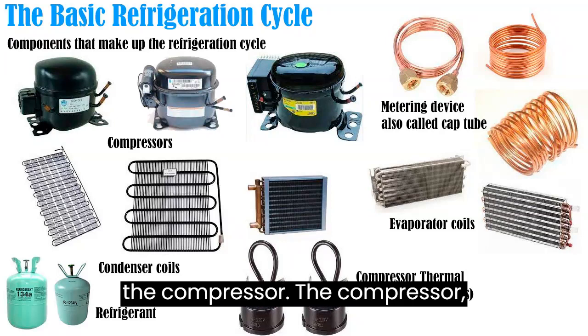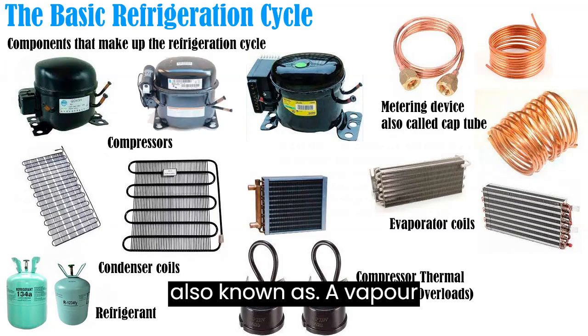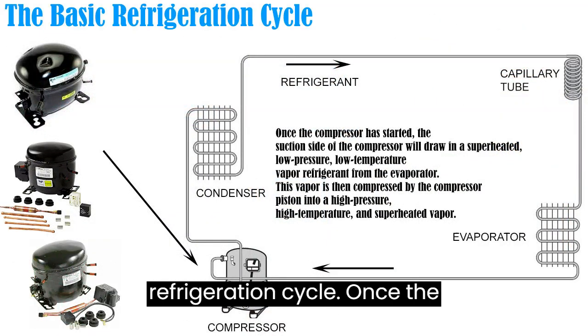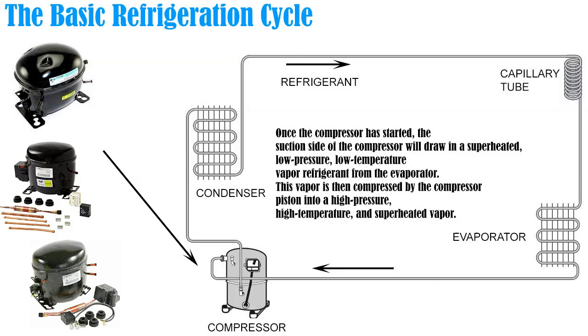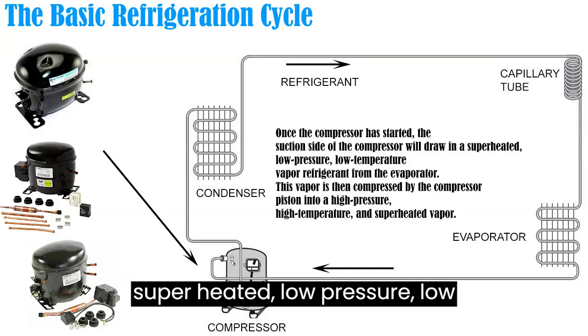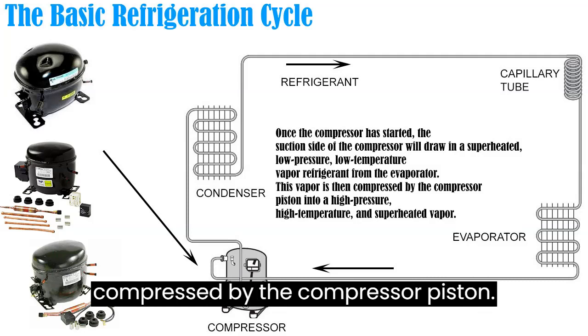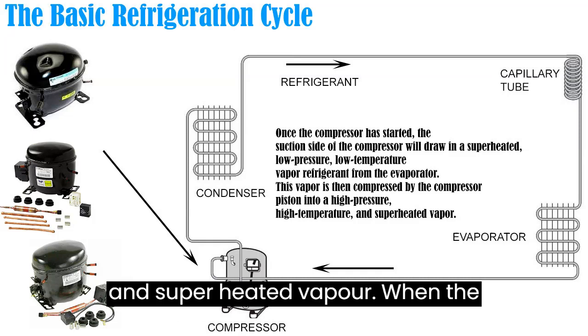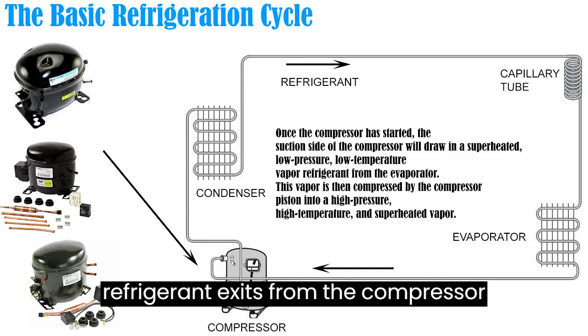Let's start the refrigeration cycle at the compressor. The compressor, also known as a vapor pump, is the heart of the refrigeration cycle. Once the compressor has started, the suction side of the compressor will draw in a superheated, low-pressure, low-temperature vapor refrigerant from the evaporator. This vapor is then compressed by the compressor piston into a high-pressure, high-temperature, and superheated vapor.